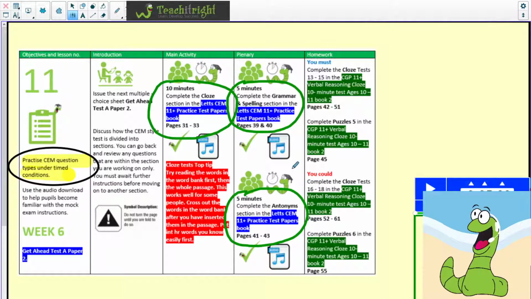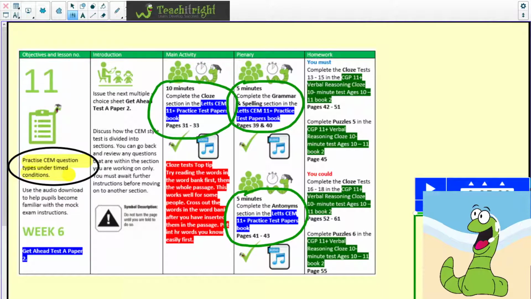When we talk about the closed test, one of the top tips, and it does say it within our plan, is try reading the words in the word bank first, then the whole passage. This works well for some people. Cross out the words in the word bank after you've inserted them in the passage. Put in the word you know easily first, and that's always a really good idea, to put in the words that you know that you find easy.